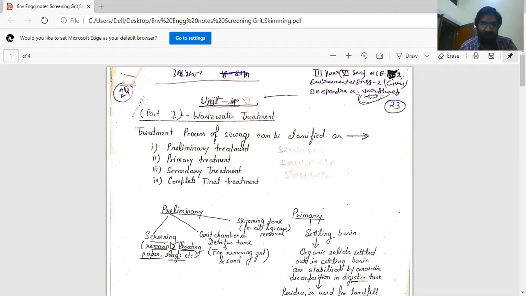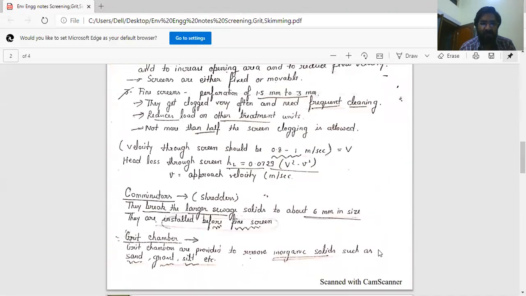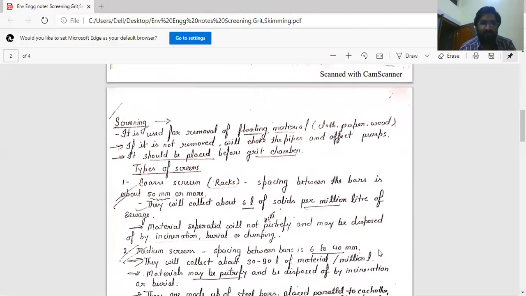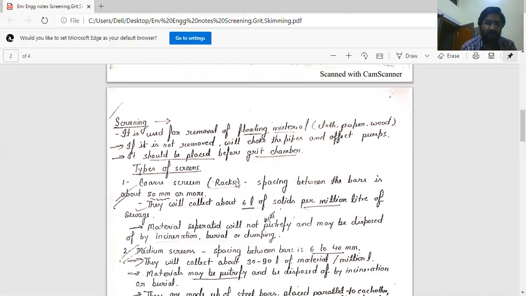First is screening. In screening, floating papers, rocks, etc. are removed. Second is the grit chamber or detritus tank, for removing grit, sand and inorganic matter. Third is the skimming tank for oil and grease removal. Now we will discuss, starting from screening. The first operation in water and wastewater treatment is screening.